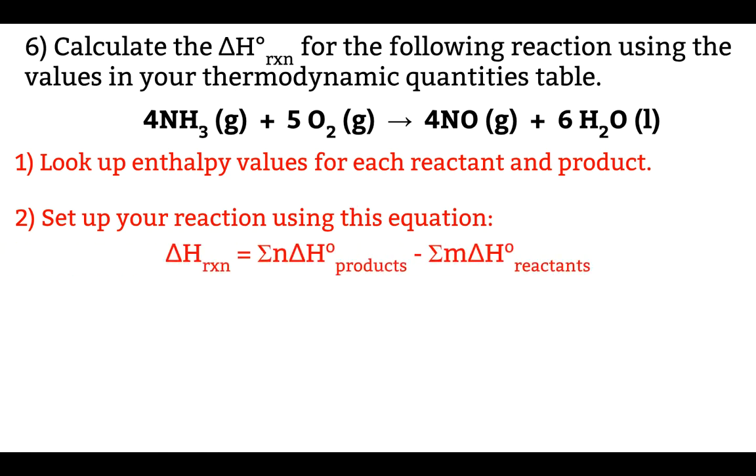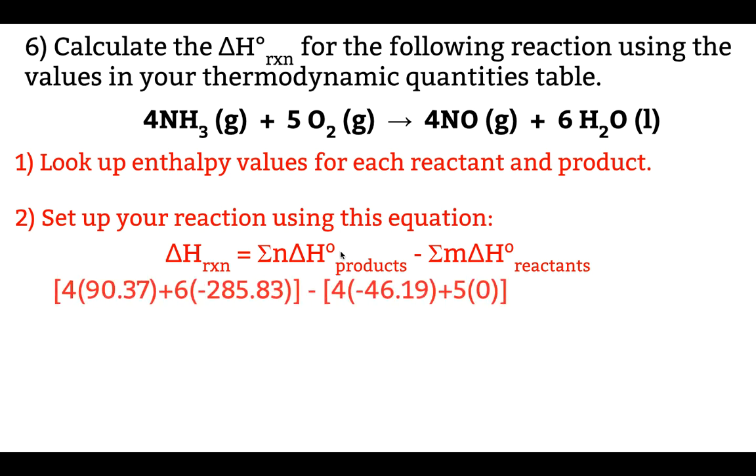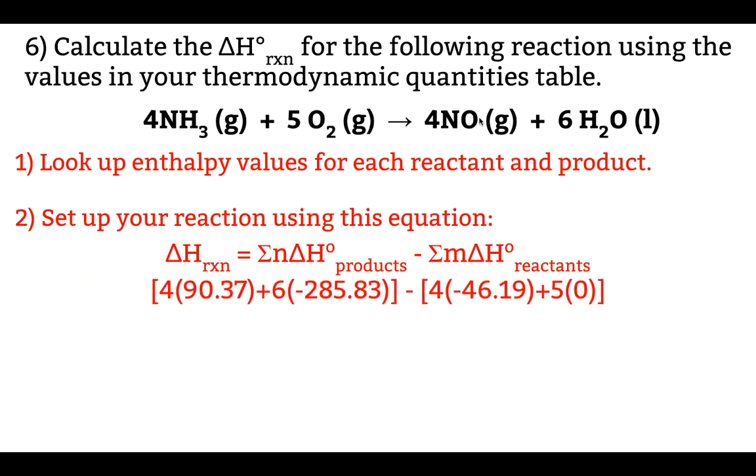Once we have those values, we're going to set up our reaction. We're going to use the equation that the enthalpy of the reaction is equal to the enthalpy of the products minus the enthalpy of the reactants. So we're going to start with products, and we're going to look at 4 of the nitrogen monoxide gas plus 6 of liquid water. Remember, enthalpy values depend on the state of matter, so make sure you're using the liquid value, that negative 285.83.